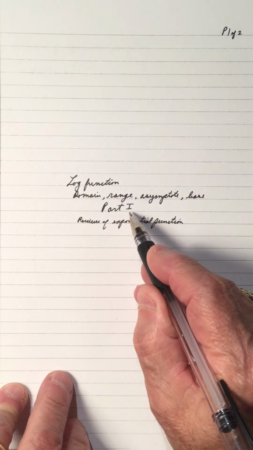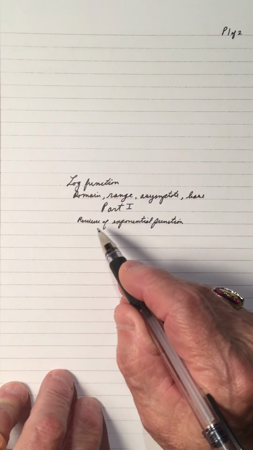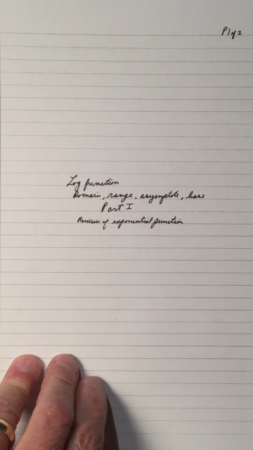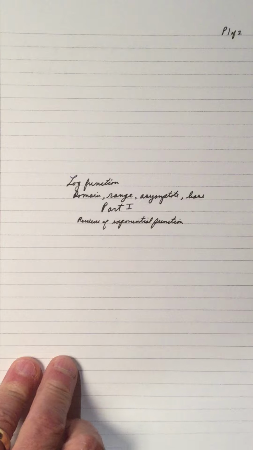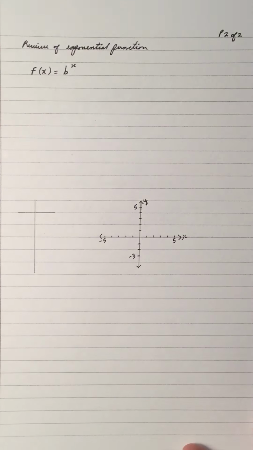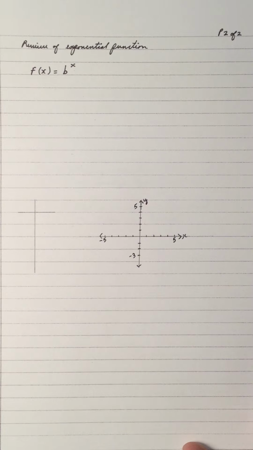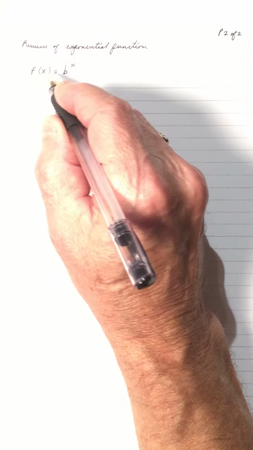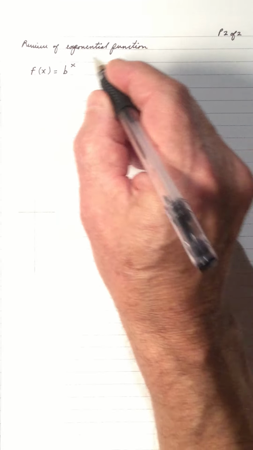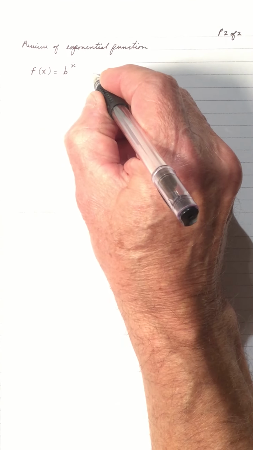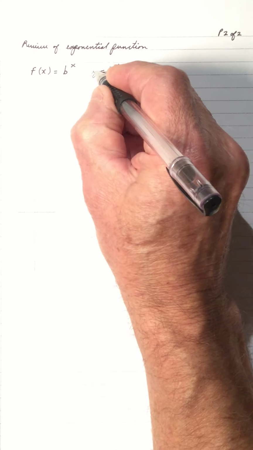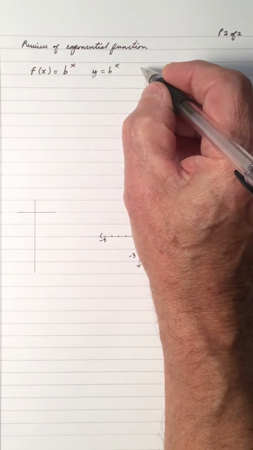This is part 1, and in this video I'm going to review the exponential function, because the exponential function is very important to know, because the log is the inverse of the exponential. Review of the exponential function. F of x equals b to the x, and that's the same as saying y equals b to the x. F of x is a y.